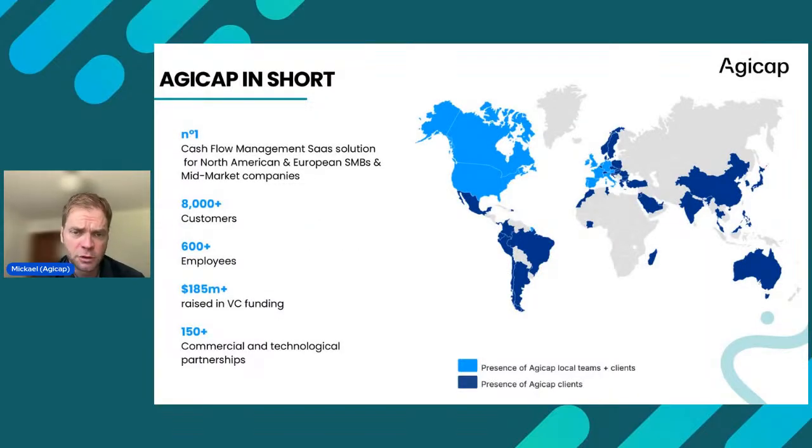So in the next slide, this is our track record so far. So not as big as Odoo, but a decent track record and presence so far. We are the #1 software in this field with customers mostly in Europe and North America, with a focus on both SMB and mid-market companies. So over 8,000 customers worldwide so far, 600 employees. We've raised over $185 million of VC funding as well, and have a lot of partners, commercial partners and technological partners such as Nalios.